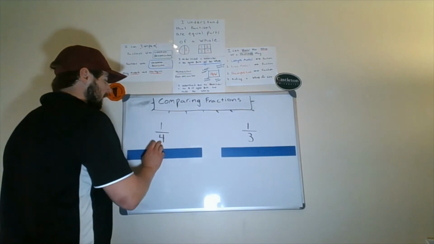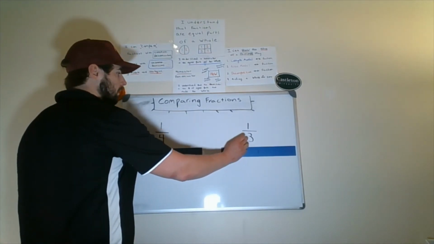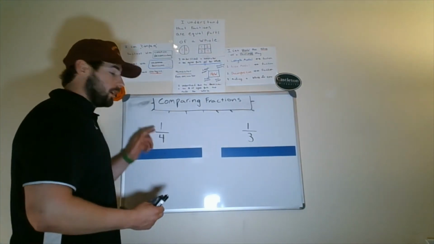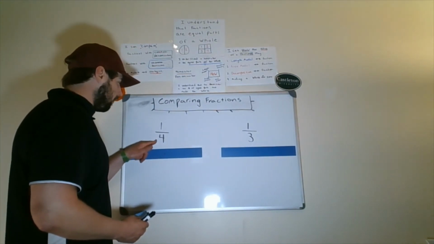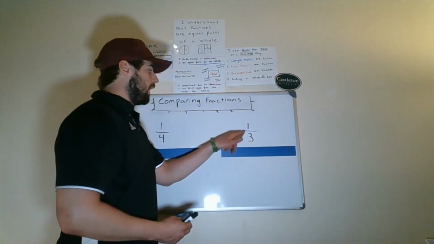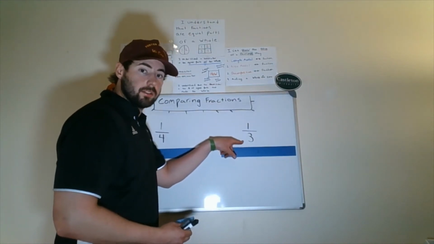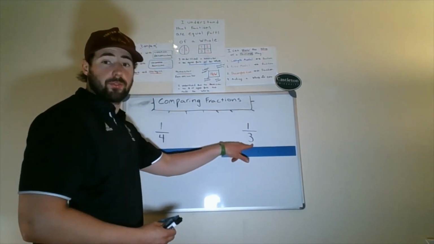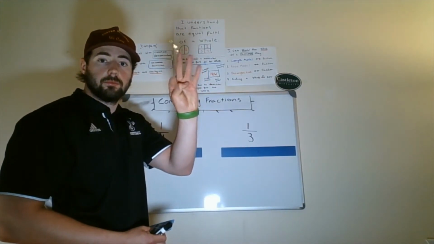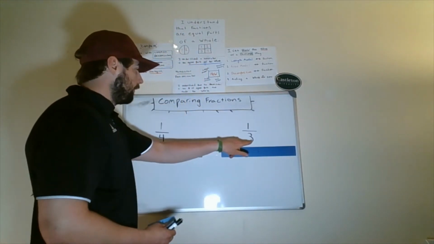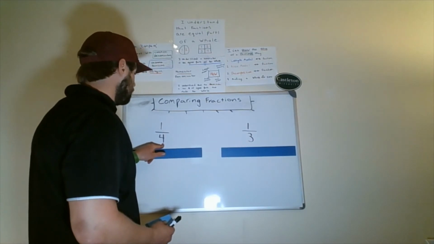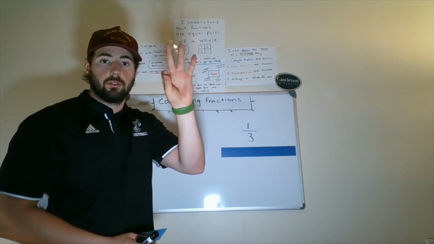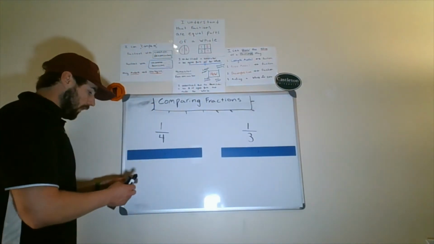Comparing 1/4 and 1/3. When I'm looking at 1/4, I know there are 4 equal parts that make the whole. When I'm looking at 1/3, I know there are 3 equal parts that make the whole. 4 is 1 more than 3. 3 is 1 less than 4.